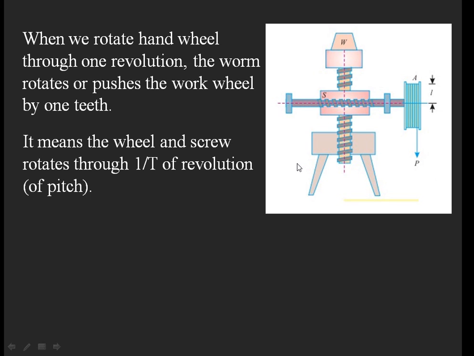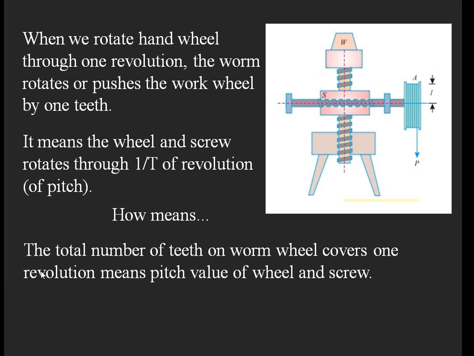Okay, how will it be? I'll show you now. The total number of teeth on the worm wheel, whatever number of teeth it has, will cover one revolution, meaning the pitch value of the wheel and screw. So all these teeth on the worm wheel cover one pitch value, that means one rotation, which covers one revolution, which is the pitch only. Pitch means the distance covered for one revolution. So automatically the total number of teeth covers the pitch value of the wheel as well as the nut. Sorry, not the screw, here we need to mention the nut. Okay, so that is the pitch value of the nut that it will cover.